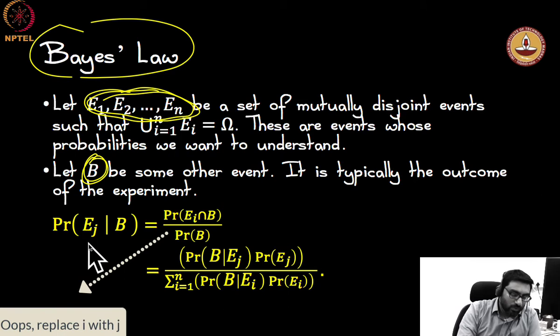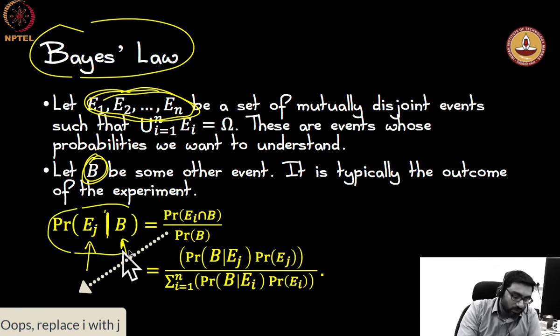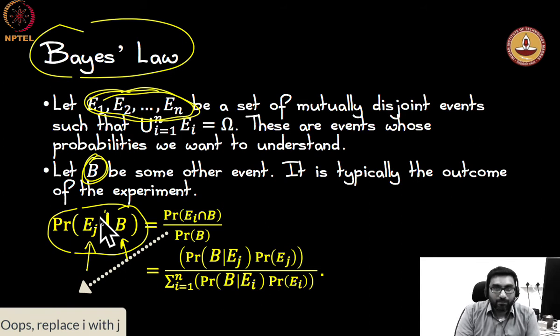Okay. So we basically want to get the probabilities of these events EJs, given that after the experiment we got this B as our outcome. So this is what we want. Okay, and this is a conditional probability, so we can apply the formula. That's very straightforward. And Bayes' law is very simple. You just look at the denominator. That's just the probability of the event B.